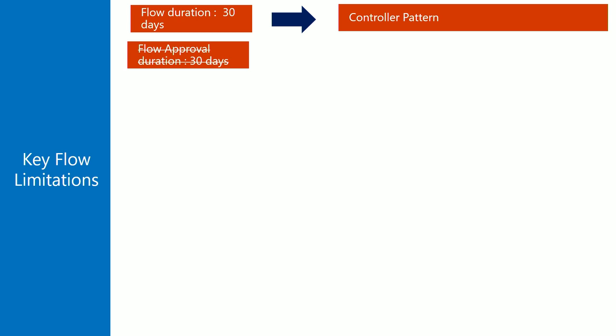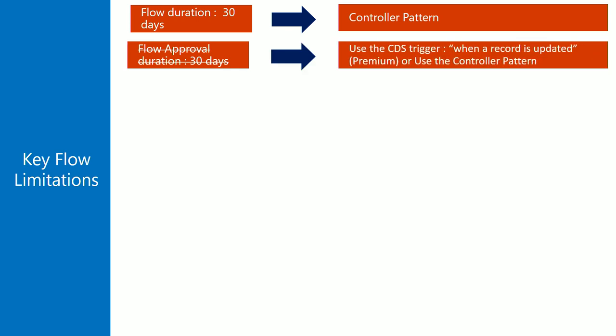Approval information is stored in the Common Data Service. And if you want to manage approval changes, like accepting, rejecting, or something else, you can use the new Common Data Service trigger, when a record is updated, which is premium, by the way, it requires a premium license. Or, if you are poor like me, you can use the controller pattern.